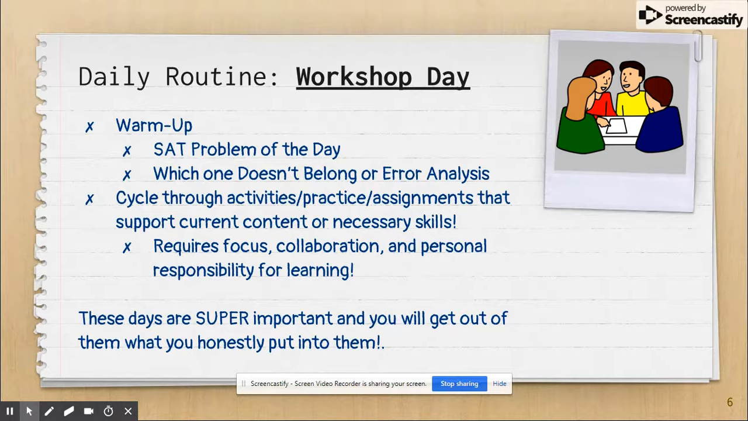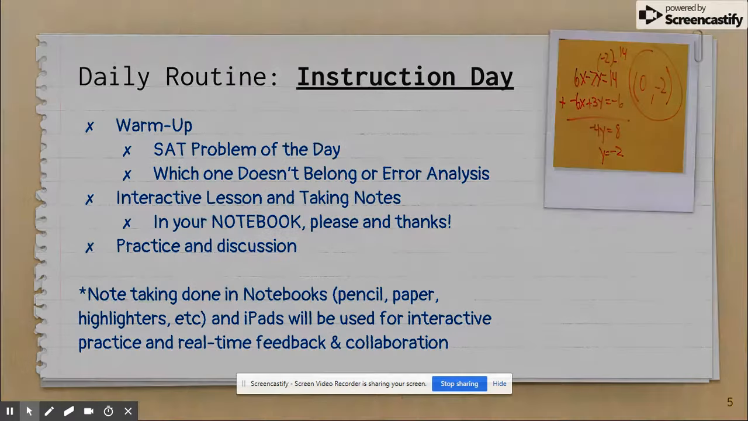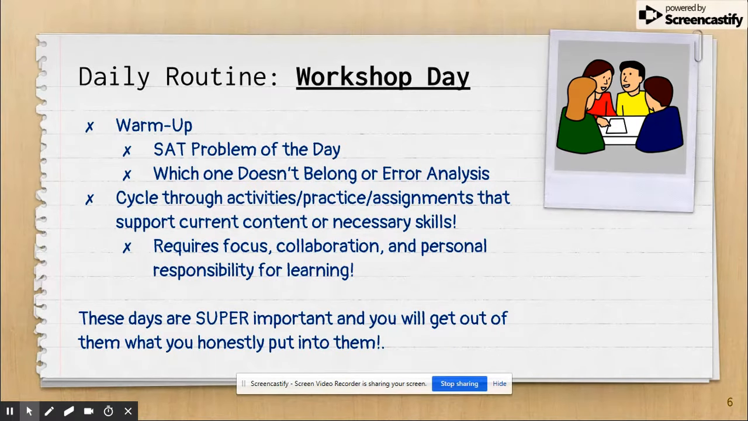So again, we've got instruction days and we've got workshop days. And the difference is that on a workshop day, you're not learning something new. You're not learning new content. We are taking content we've learned either that week or even in the past, and we're applying and we're practicing and we're getting ready for getting to that point where we master it.